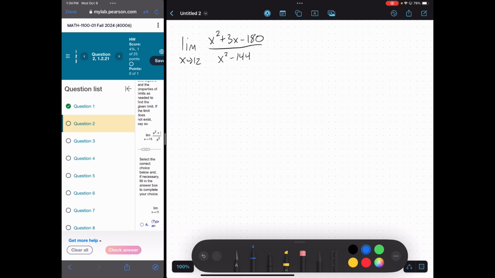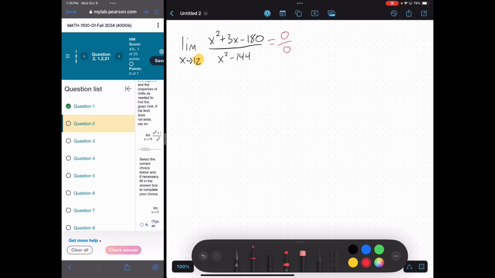Remember, when we are algebraically evaluating limits, what's a great first thing I can do? Go ahead and plug in the value I'm evaluating the limit at. Plug in the x value and see what happens. Turns out, if I plug in 12, I get 0 over 0. What do we call that again? Indeterminate.